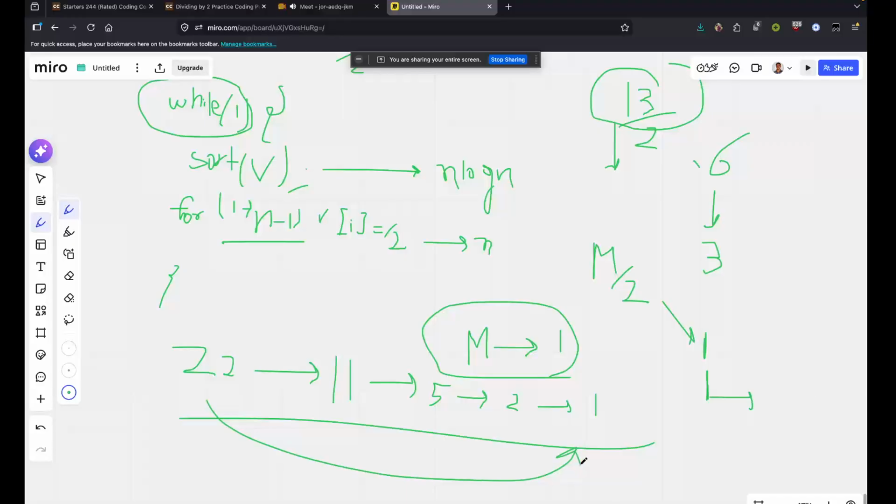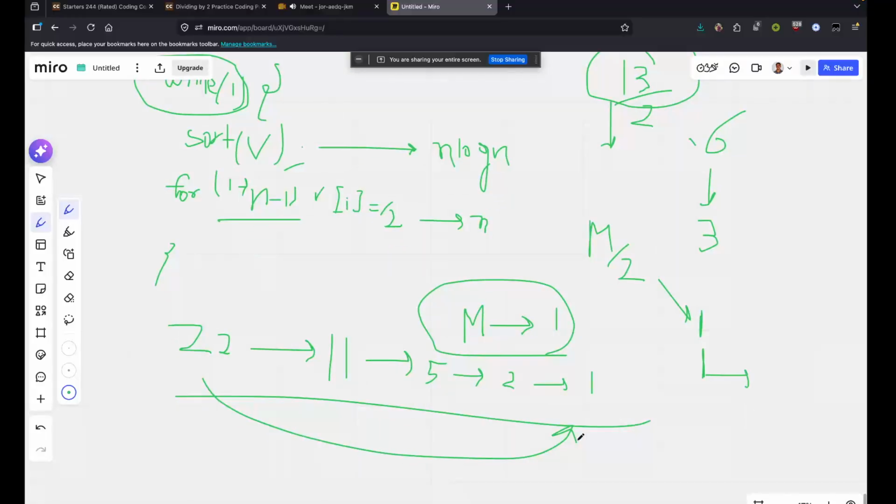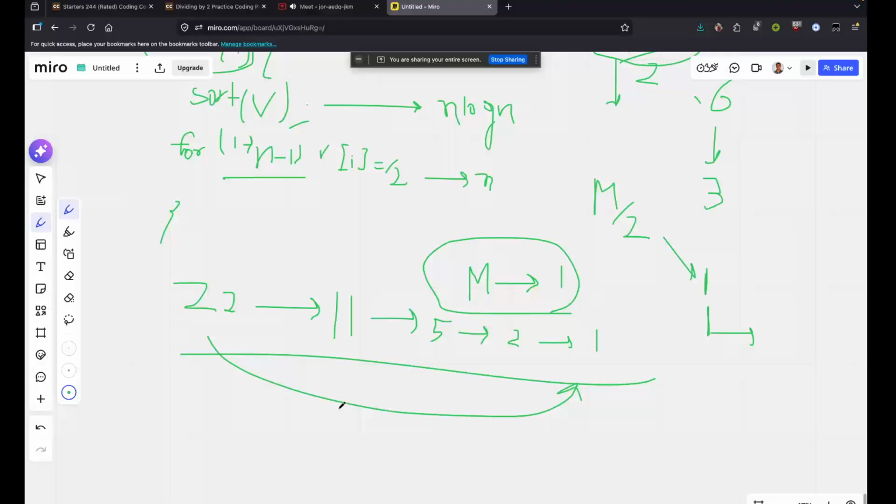If we are dividing, this will just equal log n. This will require log base 2 m time, right? Yes, okay.